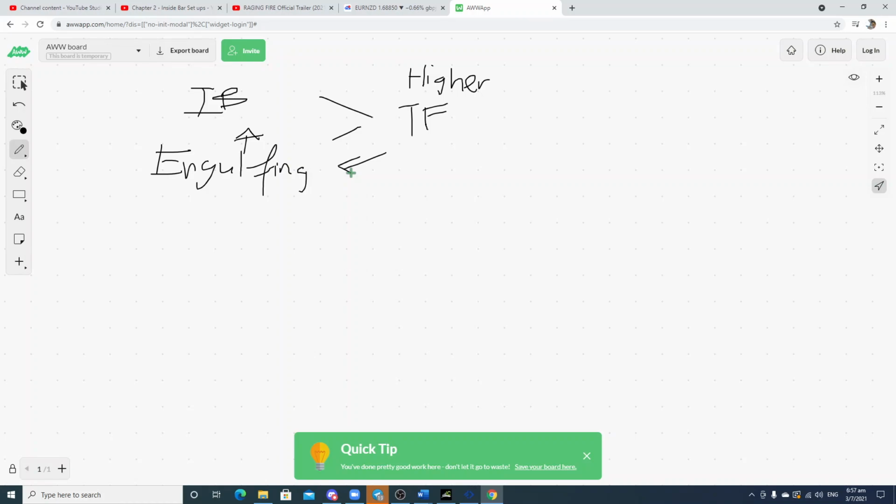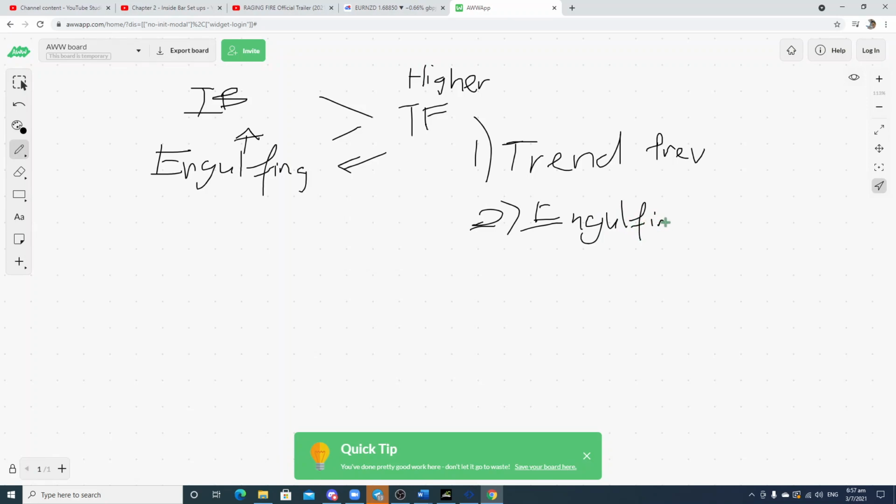How we trade engulfing is that first of all, the most important thing is the trend. Same like inside bar, you need to know what the trend was previously. Then when the engulfing happens, after you identify the trend, only then will you take it as an entry trigger to make your trade calls, whether to buy or to sell. Let me give you one example.